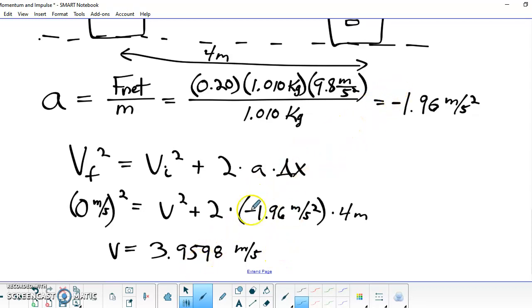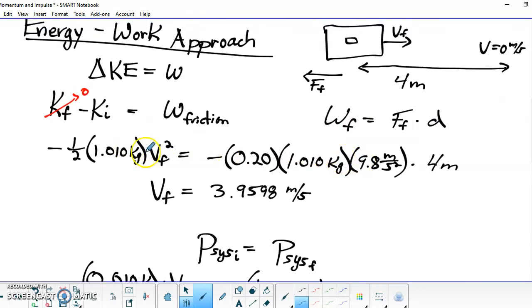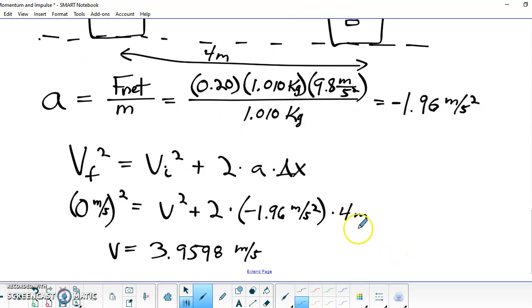If you follow the math through this, it's the same math required to solve this equation here. You do the same math, just two different equations or different approaches to get to those answers. So that's how you solve that one.